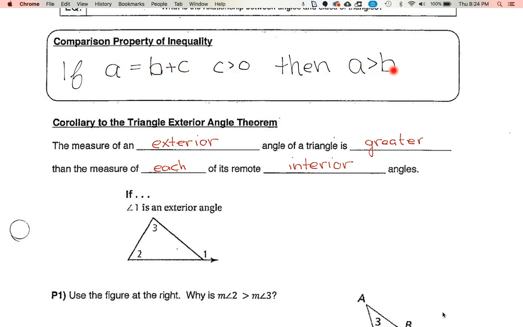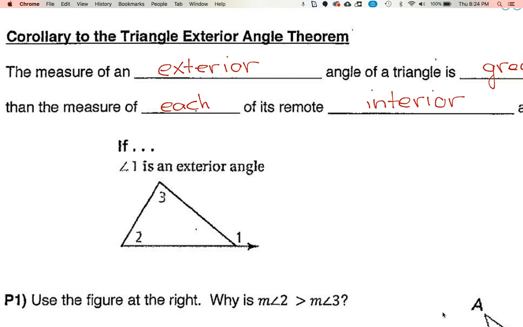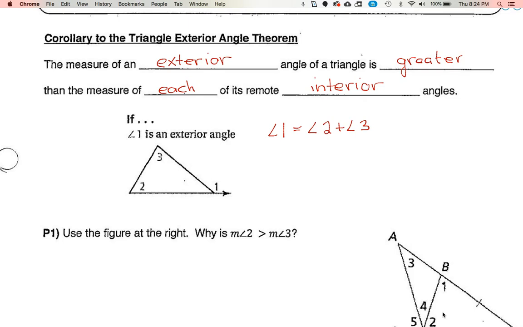So we're going to use this idea along with the exterior angle theorem. Now remember, the exterior angle theorem says that angle 1 equals angle 2 plus angle 3. So if we were to take one of these angles on their own, angle 1 has to be greater than each of these on its own, if it takes both of them added together just to equal angle 1. So that means angle 1 is greater than angle 2. Angle 1 is greater than angle 3.